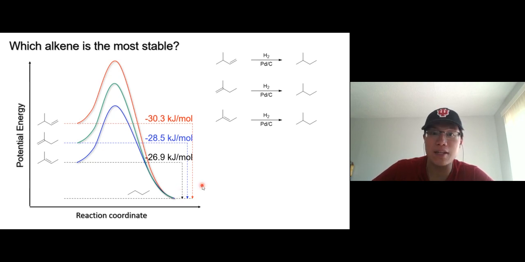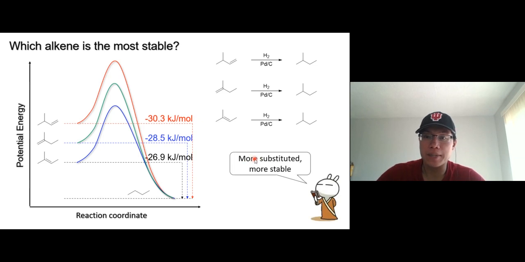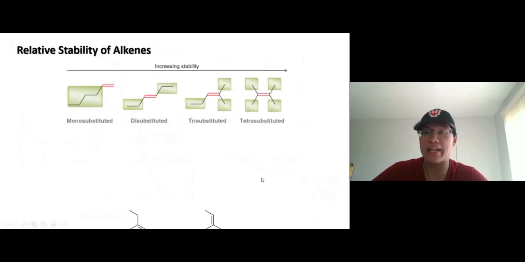The more energy released, the less stable they are. The smaller the energy it releases, the more stable it is. So look right here. You can see that trisub alkene is the most stable, releasing the least amount of energy. Monosub is the most unstable, the least stable, releasing the most amount of energy. So the more substituted the alkene, the more stable the alkene. Basically, that's what I want to say.